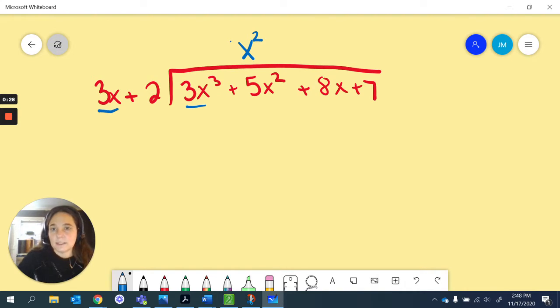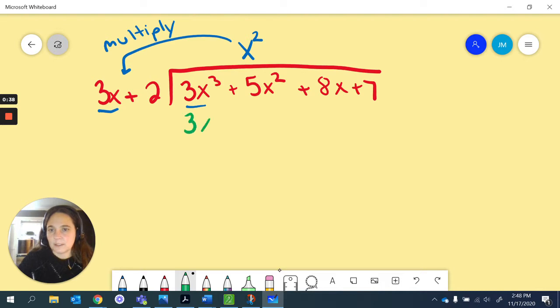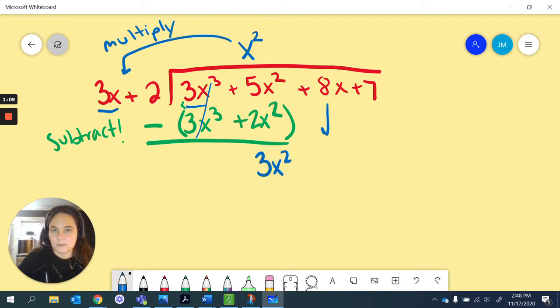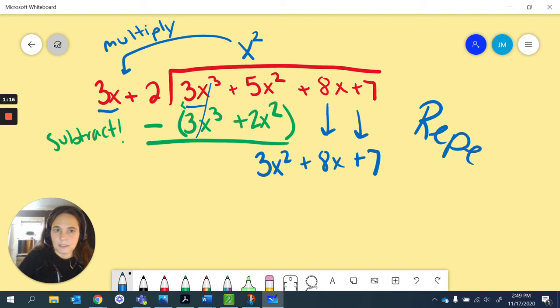Then you're going to take this x squared and multiply by both of those terms. x squared times 3x is 3x cubed, and these two should match. x squared times 2 is 2x squared. Then you are going to subtract. Pay attention to your signs. You're going to subtract that whole thing. 3x cubed take away 3x cubed is 0, and that's what should happen. 5x squared take away 2x squared is 3x squared. Then you bring down your other terms and repeat the process.